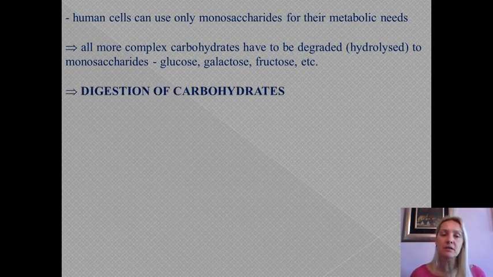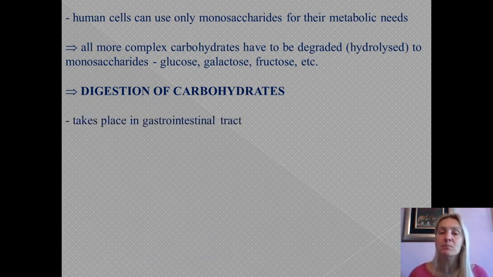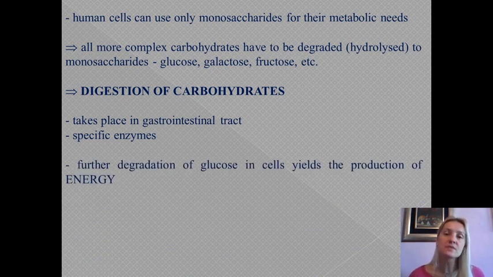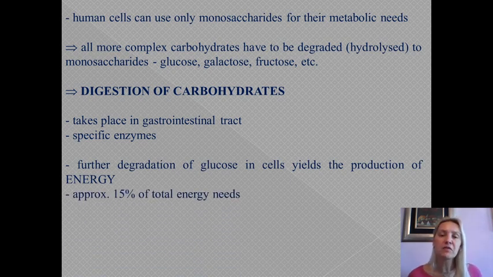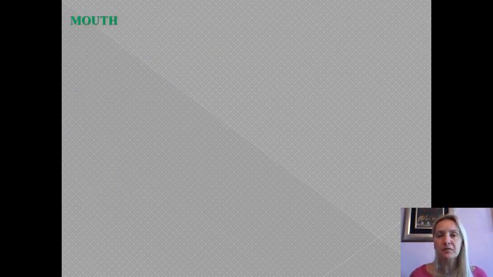This is completed by the pathway which is marked as digestion of carbohydrates, and it takes place in our gastrointestinal tract. And actually, it's based on the activity of a number of specific enzymes which are responsible to break down or hydrolyze those previously mentioned glycosidic bonds. Further degradation of glucose in cells yields the production of energy, and approximately 50% of total energy needs of our cells are supplied by the degradation of sugars. So let's start from the beginning.